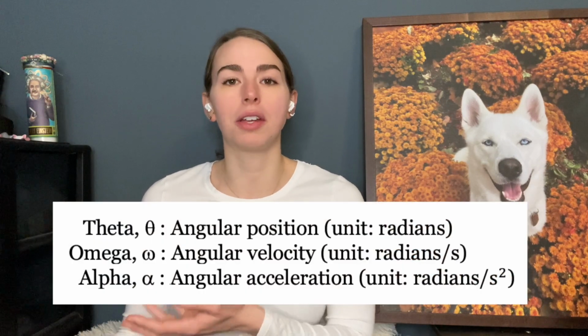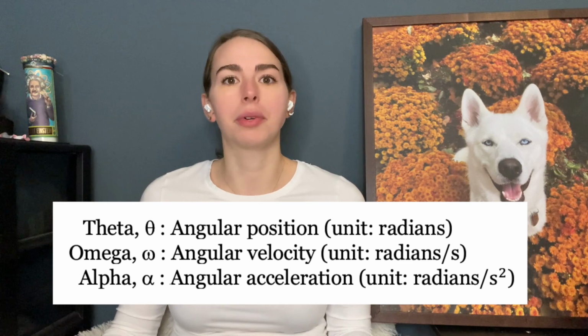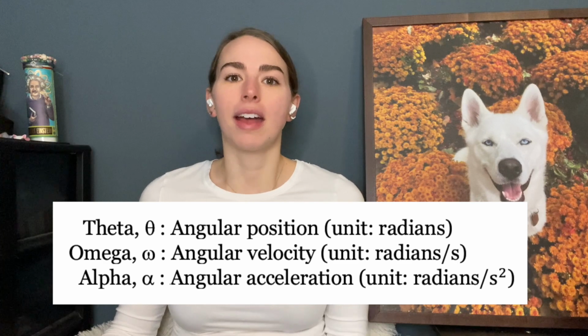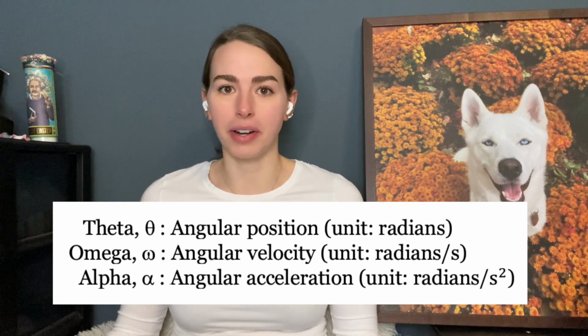As far as the angular kinematic equations themselves, they're of pretty much the same structure, except for subbing out the angular quantities for the linear quantities, as you've been working with in projectile motion and 1D and 2D kinematics. So theta is going to be our angular position. Omega, which looks like a lowercase w, is going to be our angular velocity, and alpha is going to be our angular acceleration.